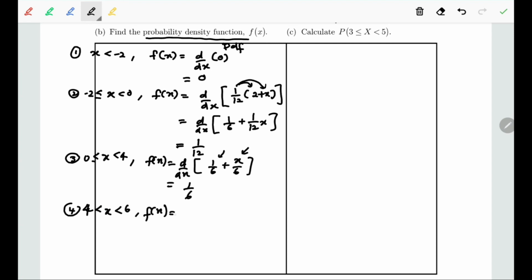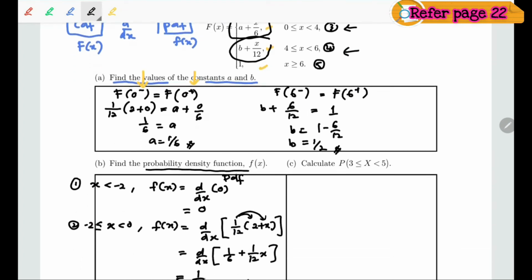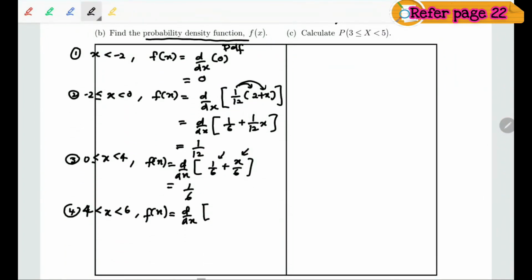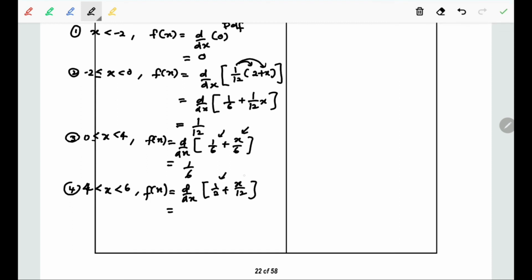So the PDF is the differentiation of the function here. The function for the fourth interval is b plus x over 12. So b is 1 over 2, so we're going to substitute here. It will be 1 over 2 plus x over 12. So differentiate this one. Differentiate 1 over 2 will give you 0. Differentiate x over 12, you get 1 over 12.